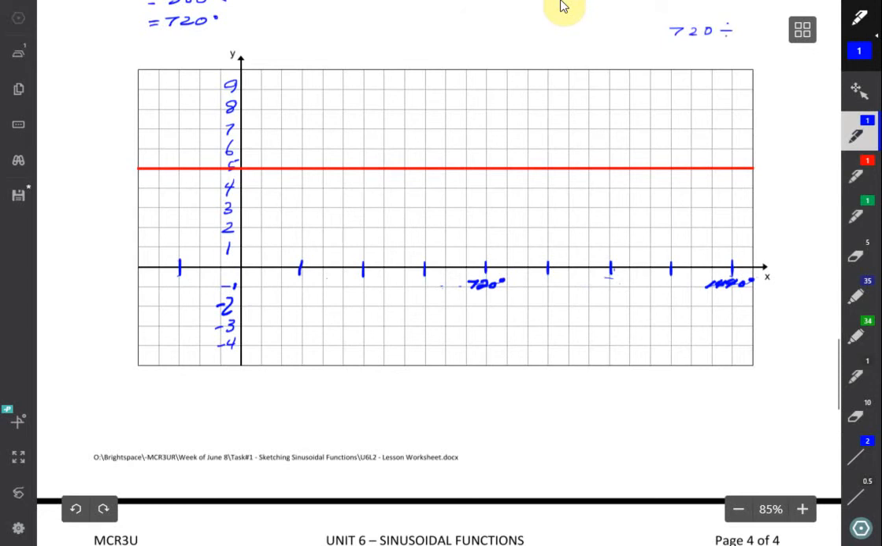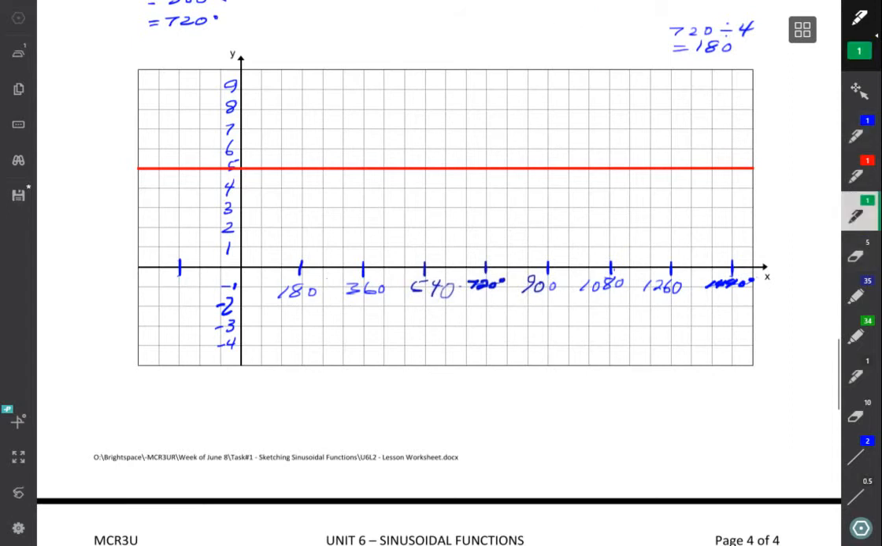720 divided by 4 is equal to 180. So I will go ahead and label these 180, 360, 540, 900, 1080, and 1260. And then plus 180 would be 1440. Now we can go ahead and graph this function.